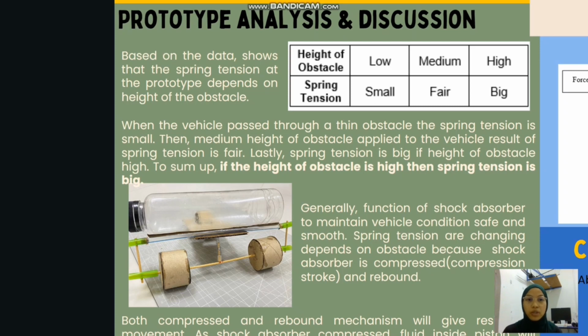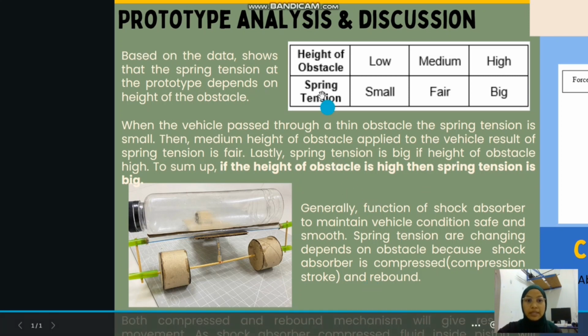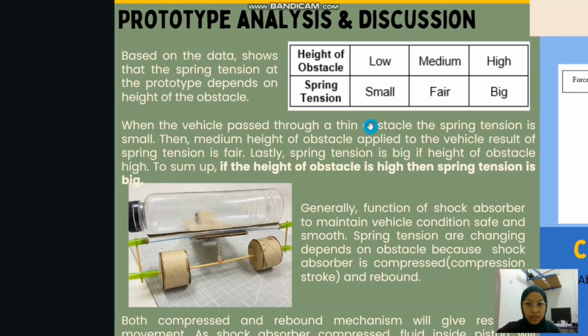So I will continue with the prototype analysis and discussion. Based on the data, it shows that the spring tension at the prototype depends on the height of the obstacle. When the vehicle passes through a thin obstacle, the spring tension is small. Then, a medium height of obstacle applied to the vehicle results in fair spring tension. Lastly, spring tension is big if the height of the obstacle is high. So therefore, it can be concluded that if the height of the obstacle is high, then the spring tension is big.